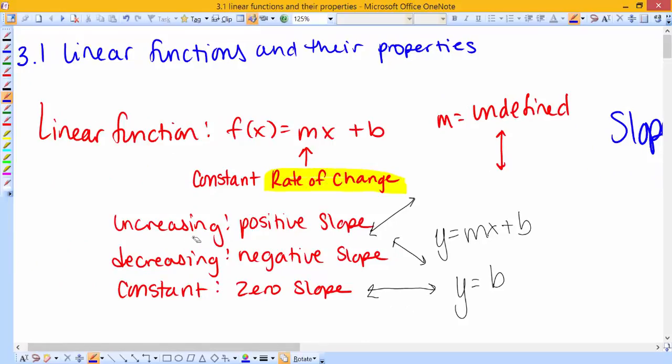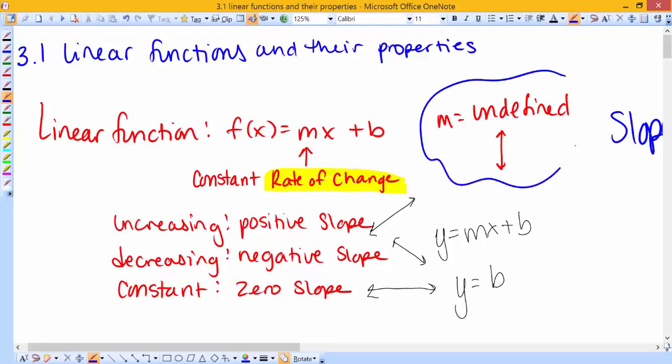It's increasing if my slope is positive, which means the graph goes up. It's decreasing if my slope or my rate of change is negative and the graph goes down. It's constant if my rate of change is 0, which means the graph is just flat. It's a horizontal line. We will use y equals mx plus b for everything. Don't forget your m is your rate of change or your slope, and your b is your y-intercept.